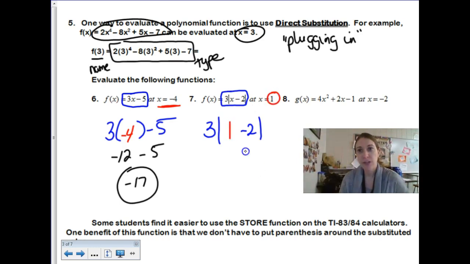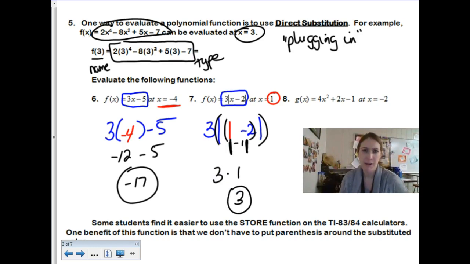So here you have to be a little careful because absolute values are pretty much the same thing as parentheses as far as order of operations. So you have to do this part first, and you have to go inside the absolute value first. So 1 minus 2 is negative 1, but then you're going to take the absolute value of negative 1, which is 1. So 3 times 1 is 3. Kids always get that one wrong because they do order of operations incorrectly on it.